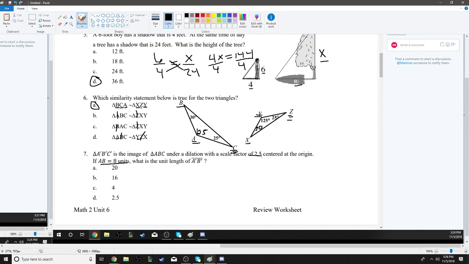For the next one, AB is 8 units. There's a scale factor of 2.5, so you just multiply 8 times 2.5, and that comes out to 20.